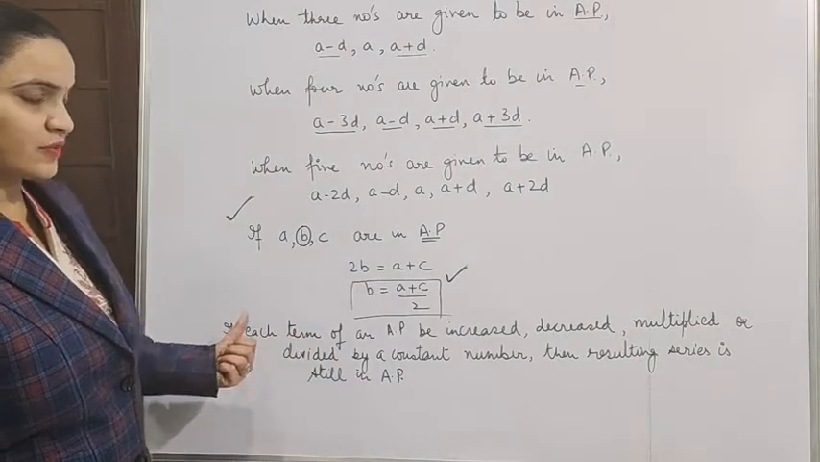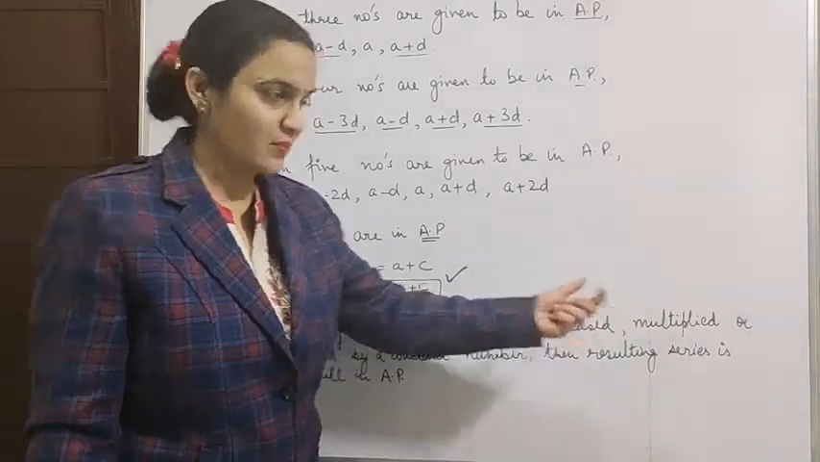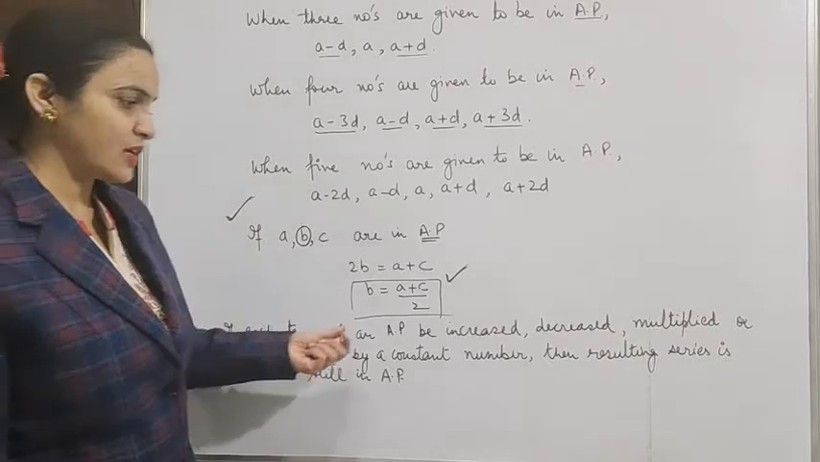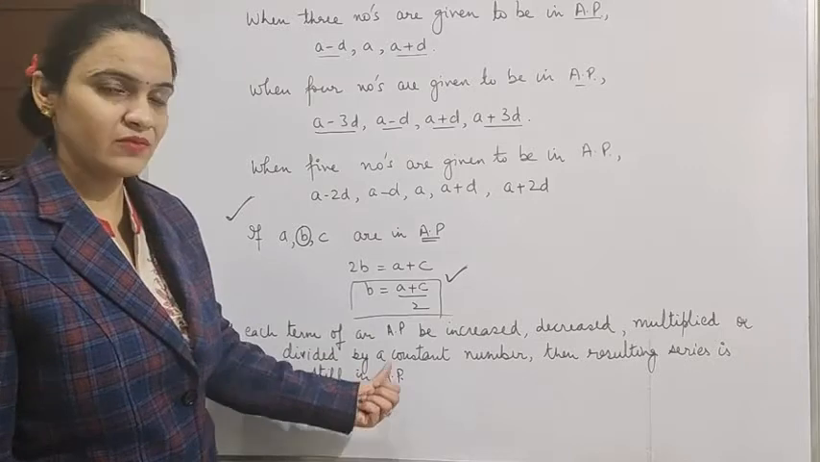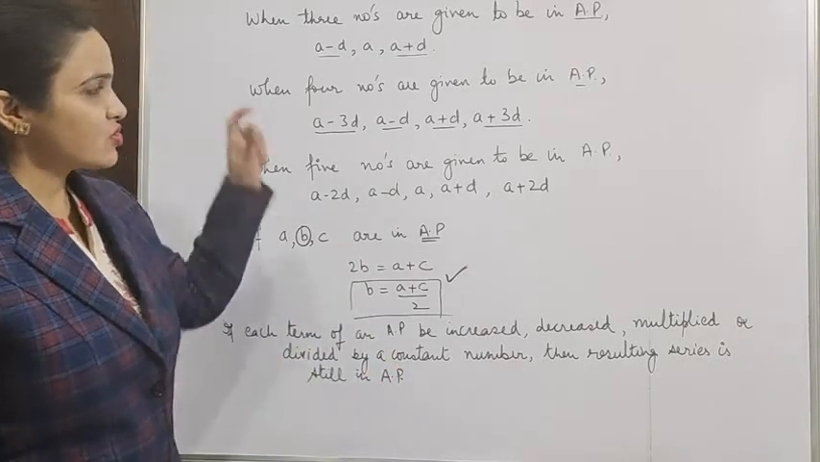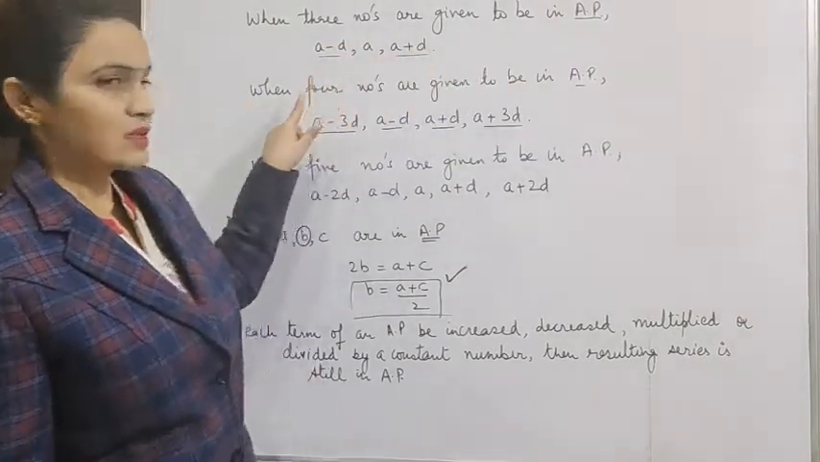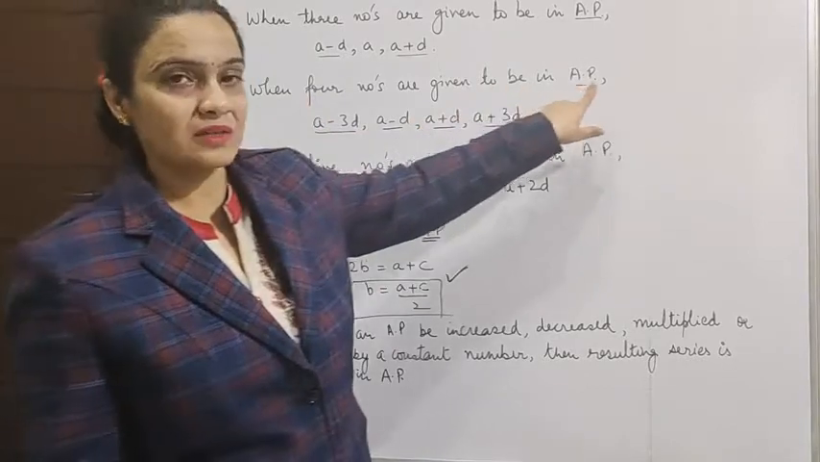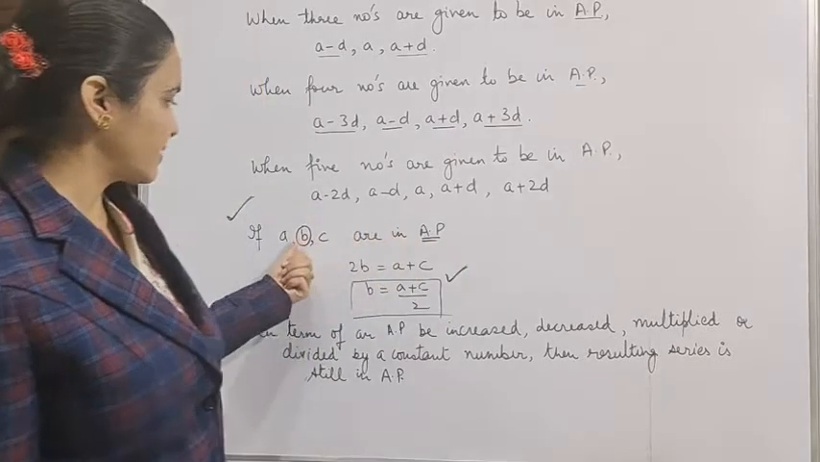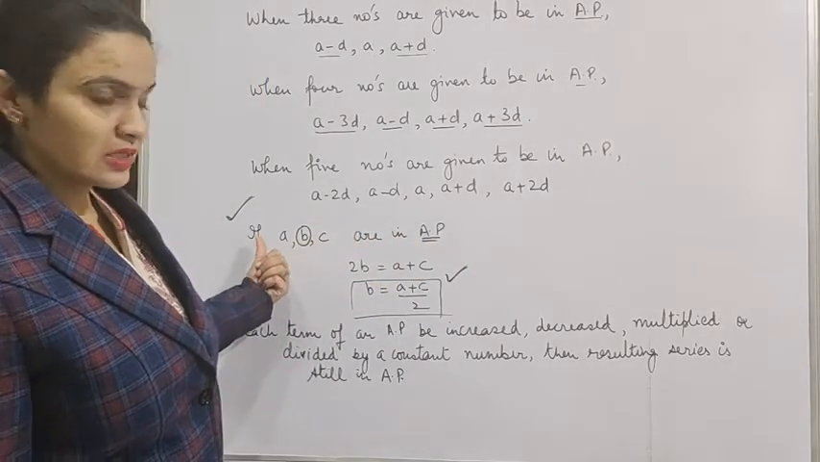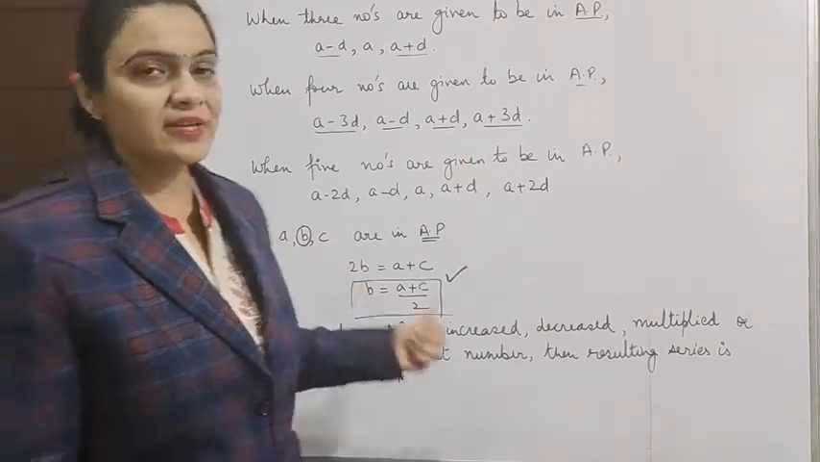Next is a very important remark: if each term of an AP is increased, decreased, multiplied or divided by a constant number, then the resulting series is also in AP, it will remain in AP. That is all about how to choose three numbers when they are in arithmetic progression, four numbers, and five numbers. Also, when the three numbers are in AP, then the middle one is the arithmetic mean of the extreme ones, that is, A plus C by 2 is equal to B. So let us now try some questions based on these.